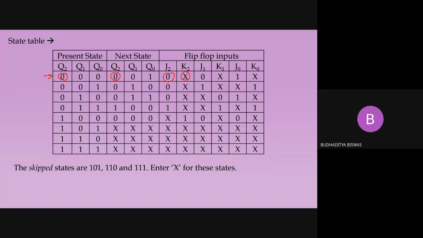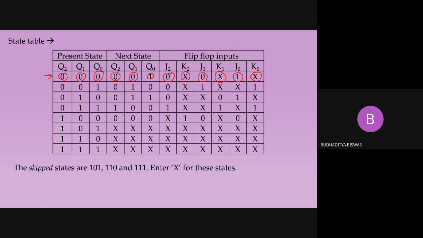Check the another one. Just look at Q1. Q1 present state is 0, and next state is also 0. So it is a 0 to 0 transition, which means J1 equal to 0, K1 equal to don't care condition. Come to the last one, Q0. The present state is 0 here, and next state is 1. That is called the 0 to 1 transition. In case of a 0 to 1 transition, what will be the flip-flop inputs? J equal to 1 and K don't care. So J0 equal to 1, K0 equal to don't care condition.